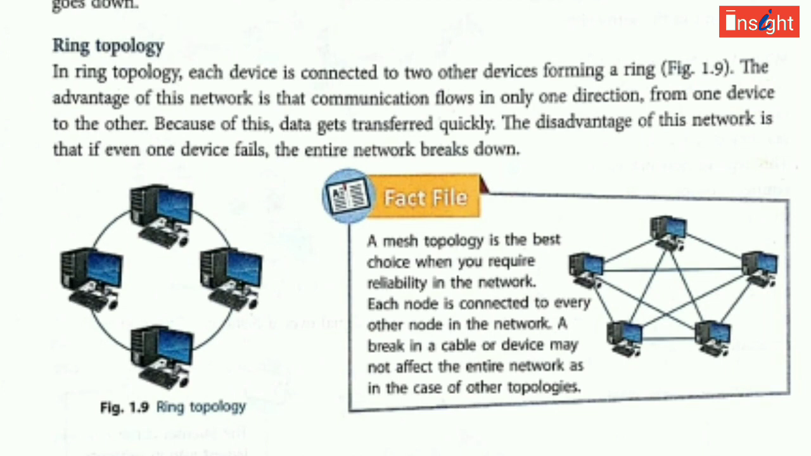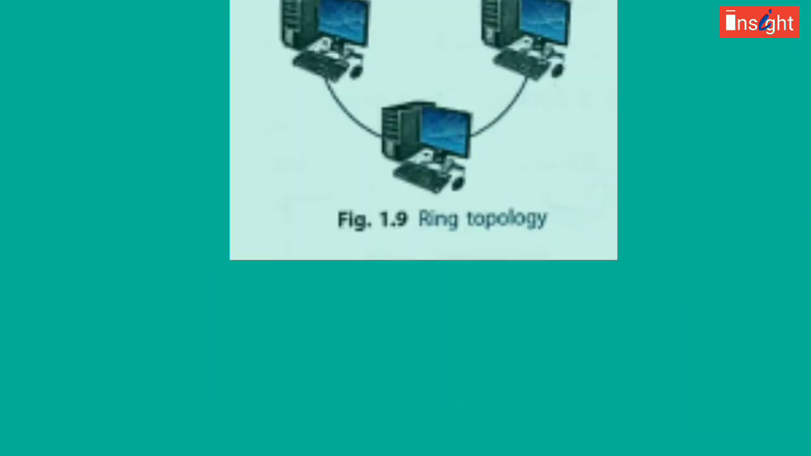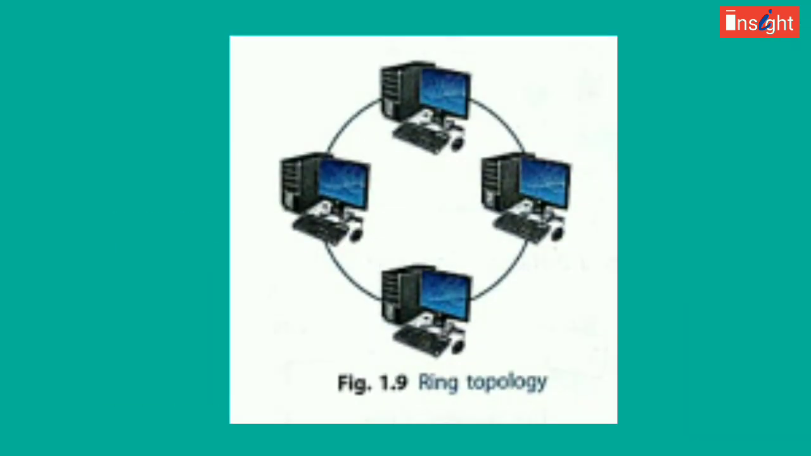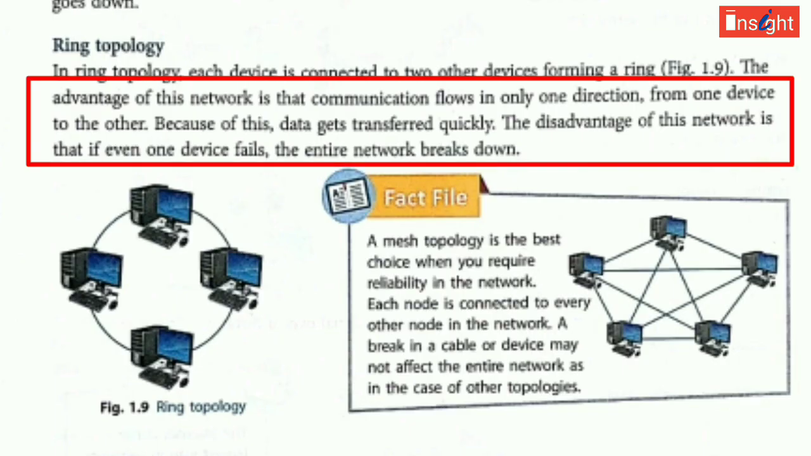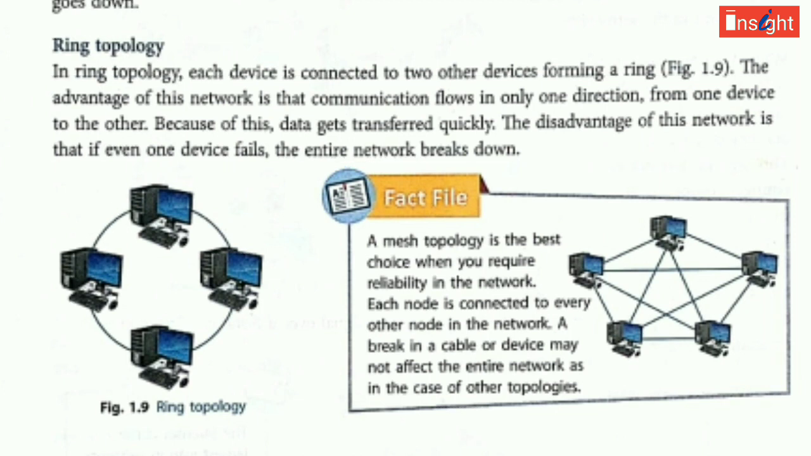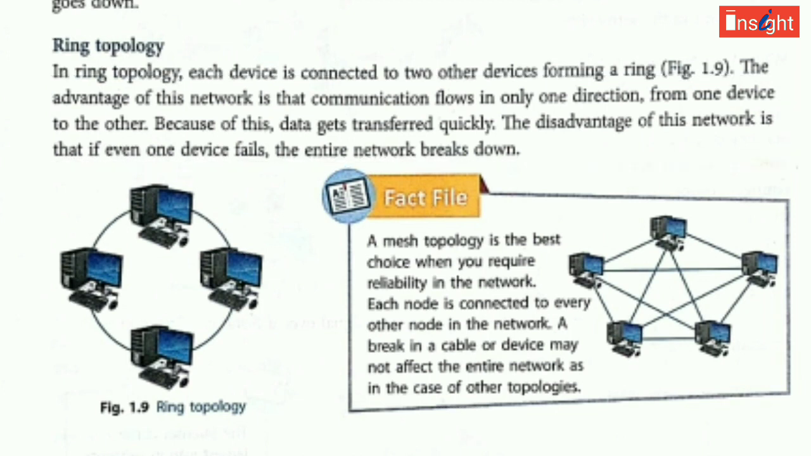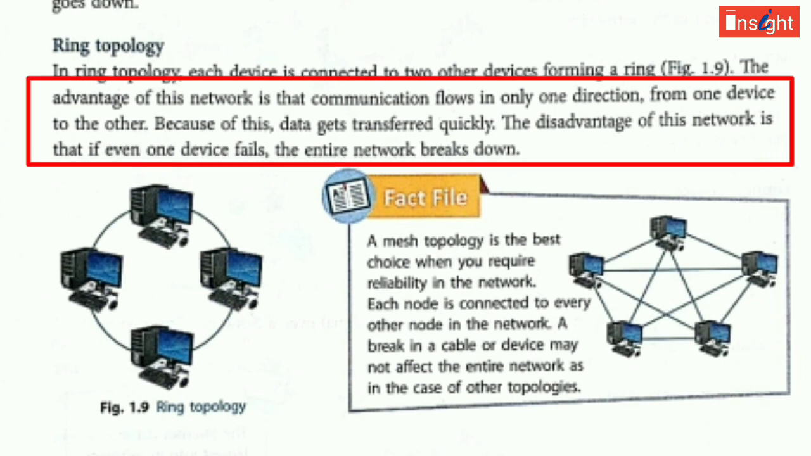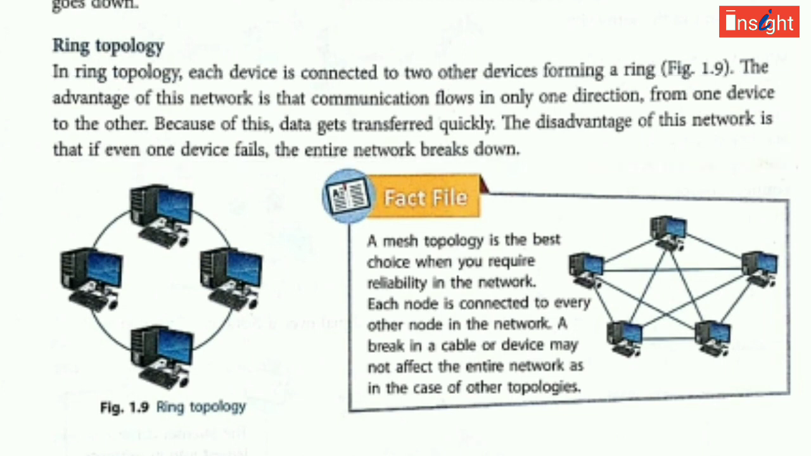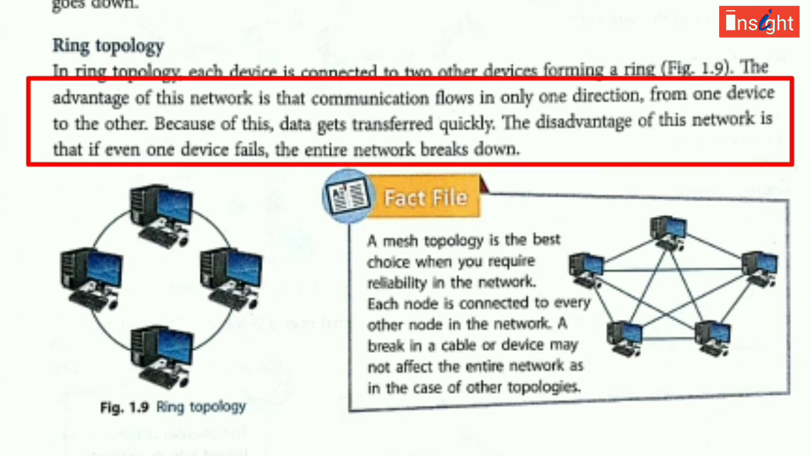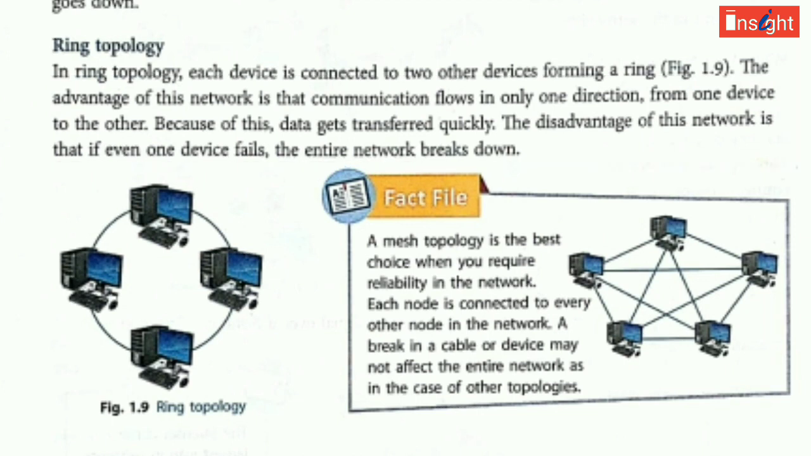Next we will discuss ring topology. In this topology, each device is connected to two other devices, thus forming a ring, as you can see in the figure. The advantage of this network is that communication flows in only one direction from one device to the other. Because of this, the data gets transferred quickly. The disadvantage of this network is that if even one device fails, the entire network breaks down.